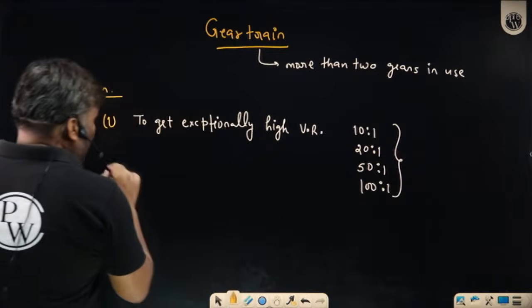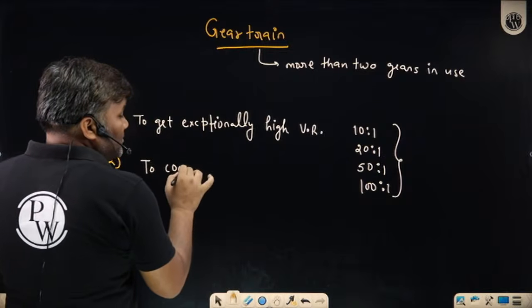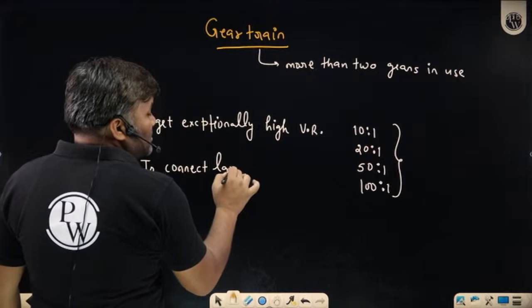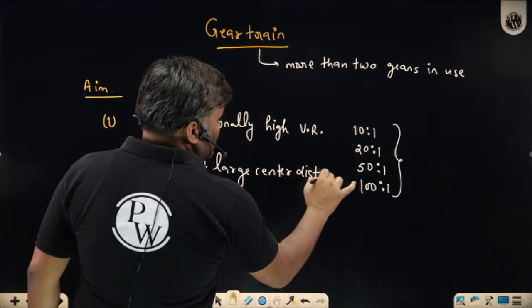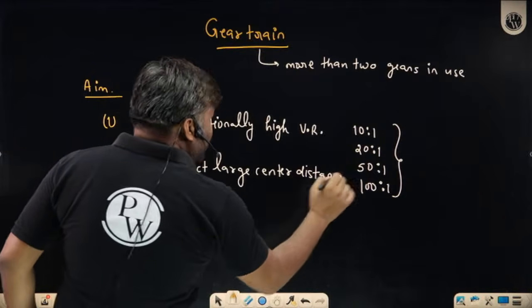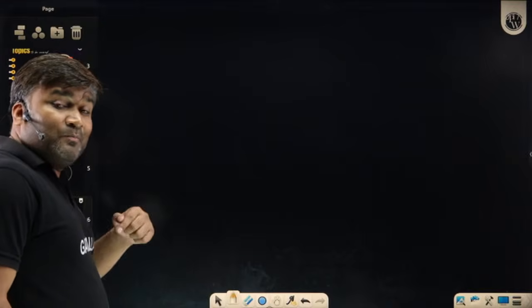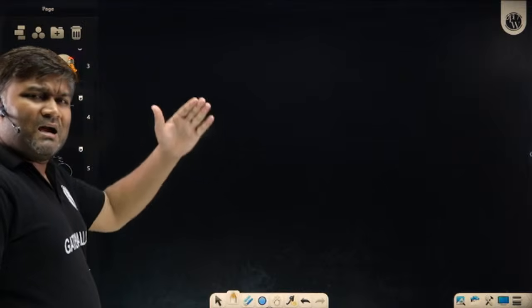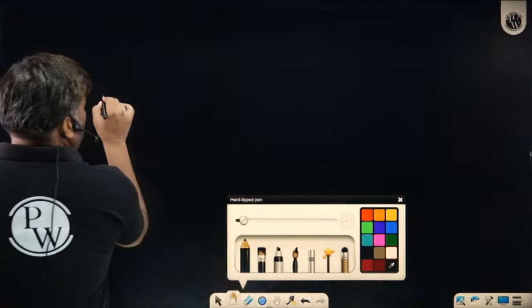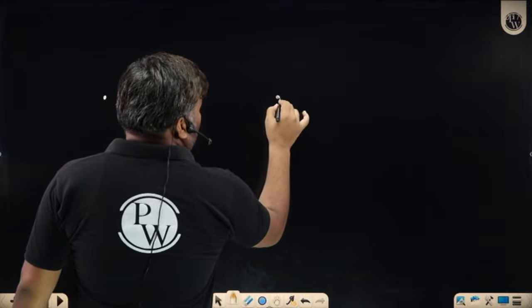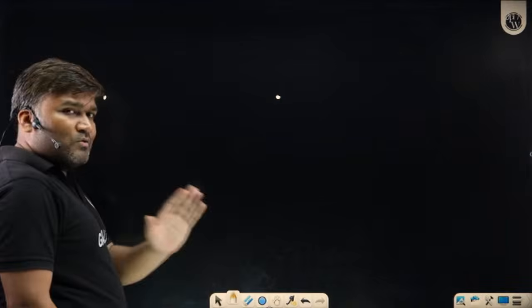Sometimes we need to connect a large center distance. Now try to understand this. If the center distance is large, I'm not saying that it is very, very large where a belt drive is needed. I'm not talking about that huge distance. But imagine, sir, I have to connect this shaft to this shaft. These are the two shafts, the axes of rotation. The shaft is perpendicular to the board, towards you.